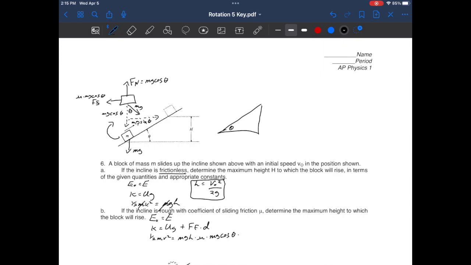I'm drawing the picture again over to the side because my free body diagram is in the way. So if I've got D as the hypotenuse, H as the side, and then the theta, I can say that the sine of the angle is equal to, what do I have? H over D, opposite over hypotenuse. Rearrange this all for D. I've got H over sine theta. So let's put that into our equation, where the distance is H over sine theta.